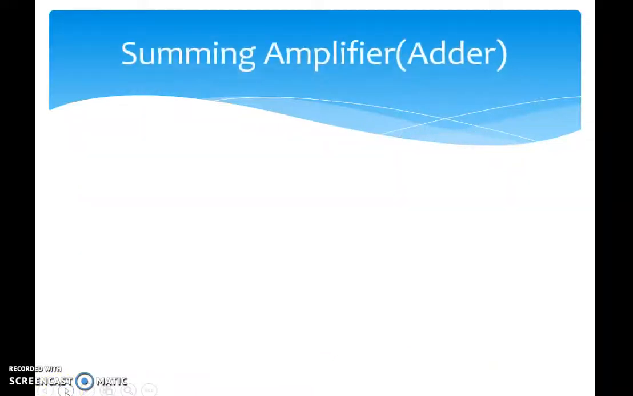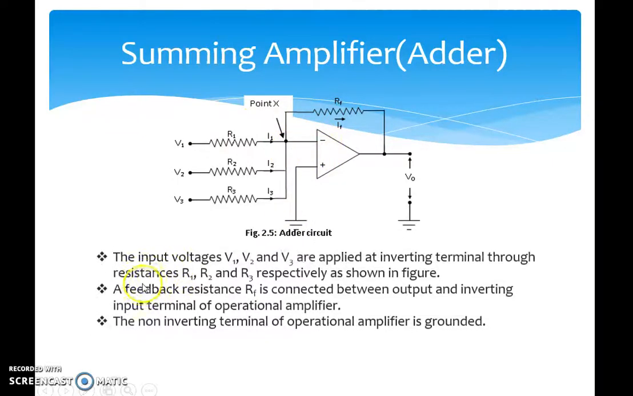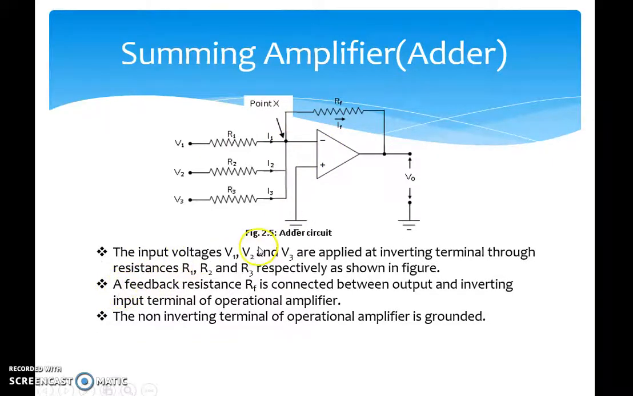Then we consider the summing amplifier first, that we call adder. This is the summing amplifier or adder using the operational amplifier, and it's basically the inverting summing amplifier because the inputs are applied to the inverting terminal. The input voltages which we want to sum, that is V1, V2 and V3, are applied to the inverting terminal through the respective resistors R1, R2 and R3.